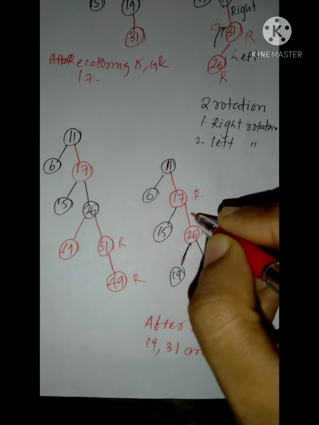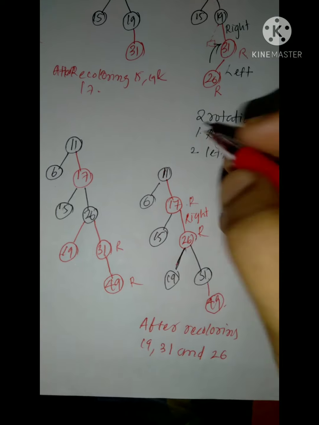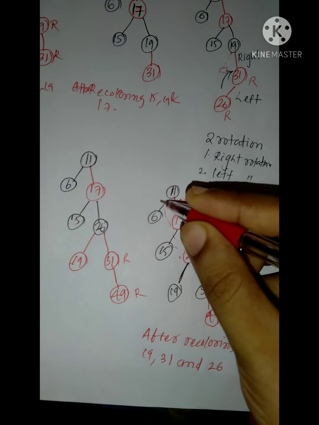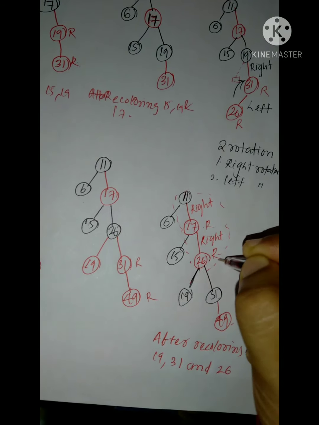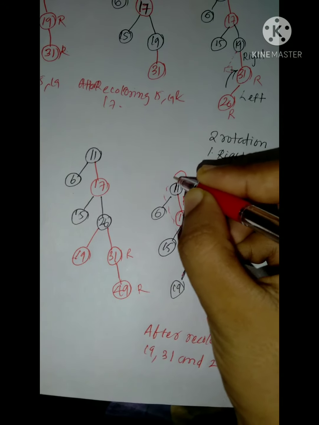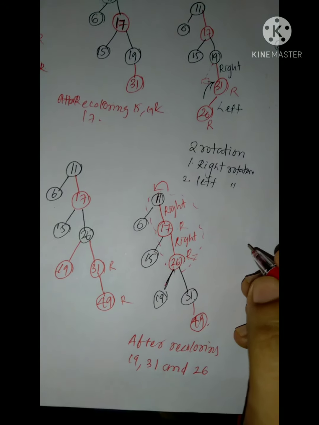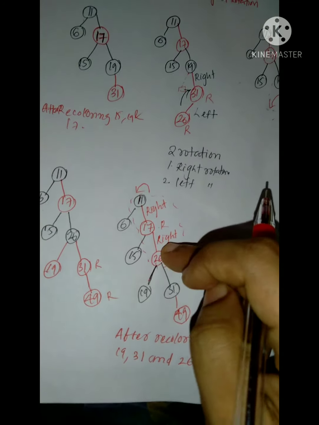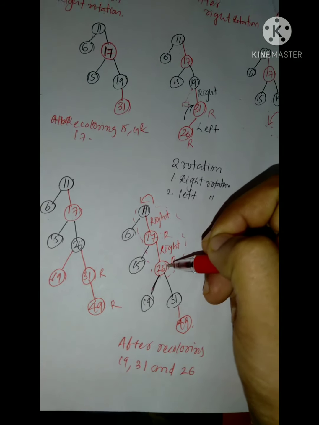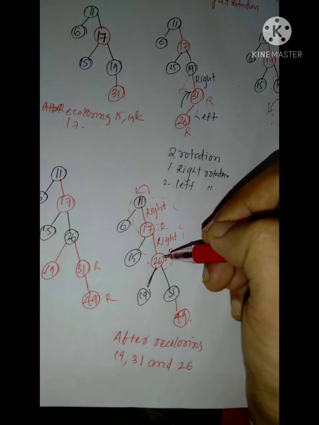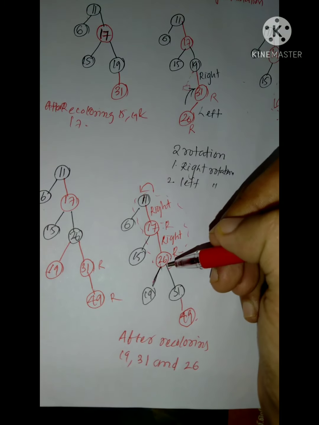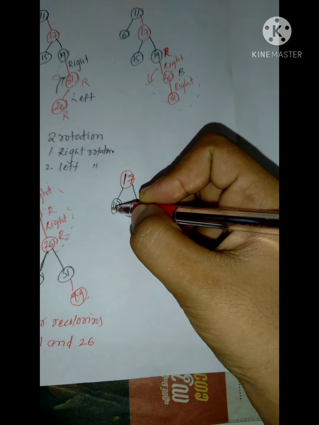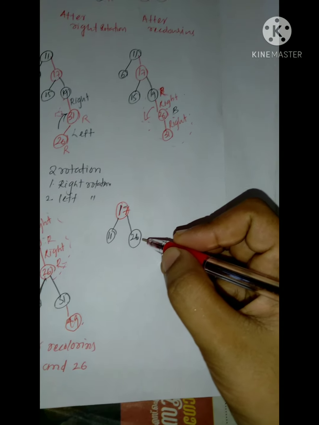So here 26 is the right of 17 and 17 is right of 11. So we want to perform left rotation. Left rotation means like this. When performing left rotation, you want to rearrange this. 17 will be the node and 11 and 26 will be its child nodes. So you want to rechange that. 17 is the root and 11 is its left subtree and 26 is its right subtree.